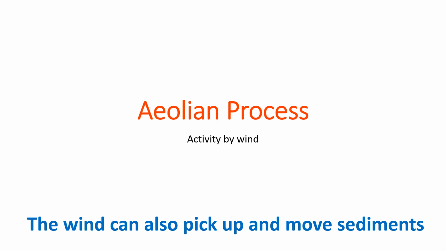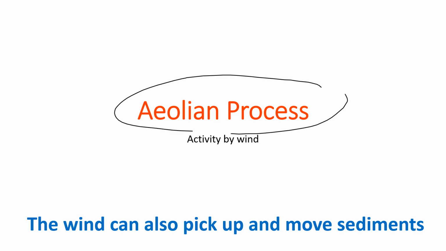So today we're going to start looking at erosion by wind. There's a fancy name for that. An aeolian process is activity, erosion, and deposition from the wind. We've got to understand that wind can also pick up and move sediments, just like water.